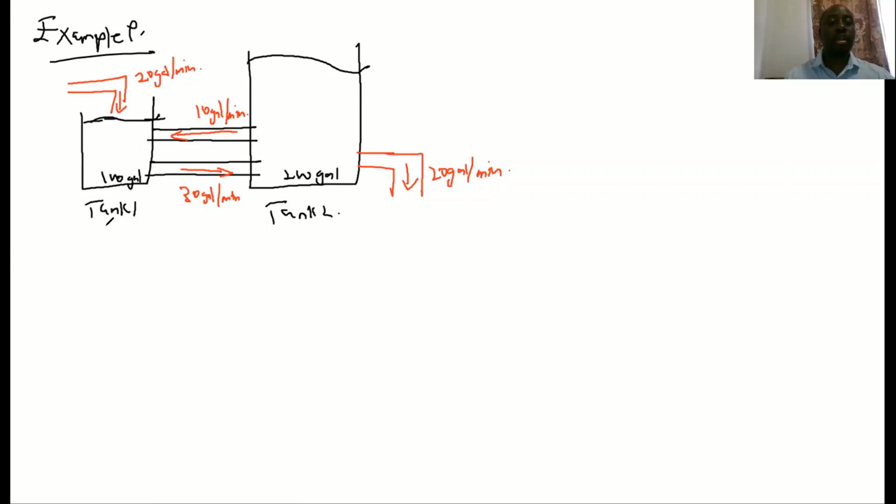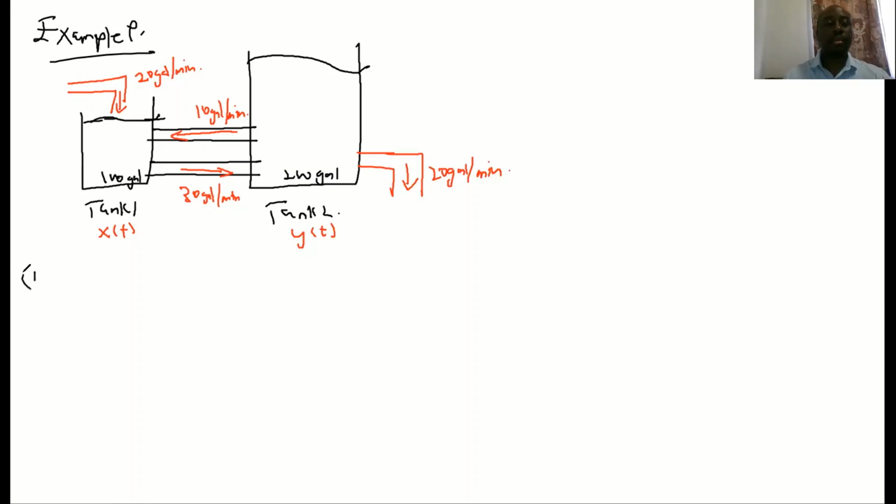Okay, and we're going to let x of t denote the amount of brine in tank 1, and y of t denote the amount of brine in tank 2. And our task is to find out x of t and y of t.